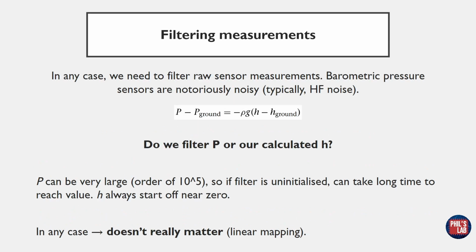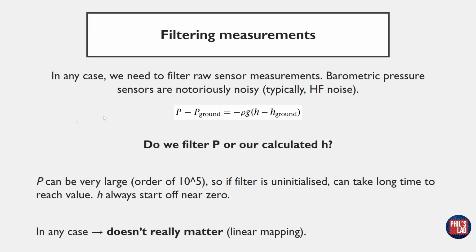In any case, regardless of which method we go with, we'll need to filter measurements. So raw measurements will be typically very noisy, even if they've been processed already by the barometric pressure sensor. We need to maybe bandwidth limit them, low pass filter, high pass filter, and so on. We'll typically go with just a simple low pass filter. The question is, do we filter our raw measurements of pressure, or do we apply this formula first and then filter, for example, our final altitude or altitude difference?